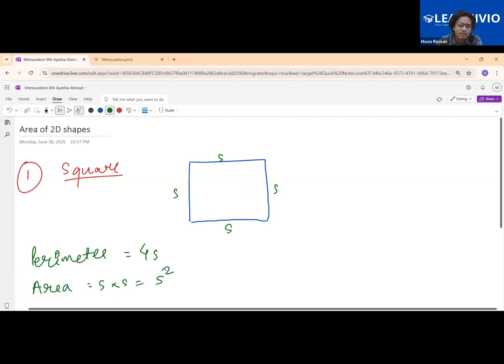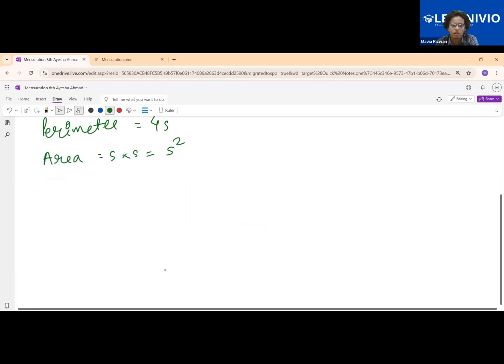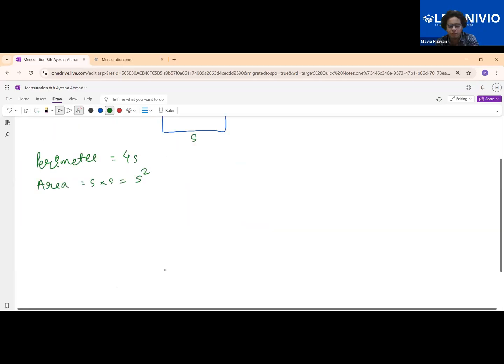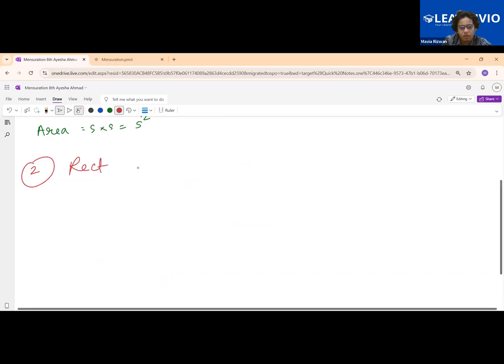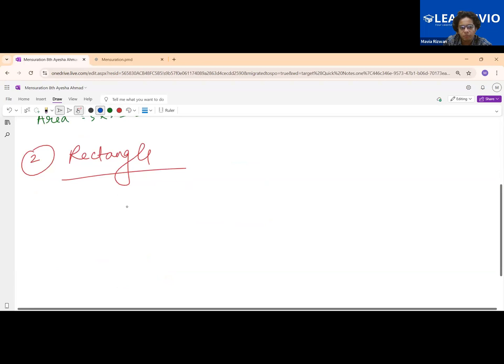Okay. Second one we know is a very famous shape again, the rectangle. Rectangle is a figure in which opposite sides are equal and parallel and angles are 90 degrees. Yes, we have already learned about it in the chapter.